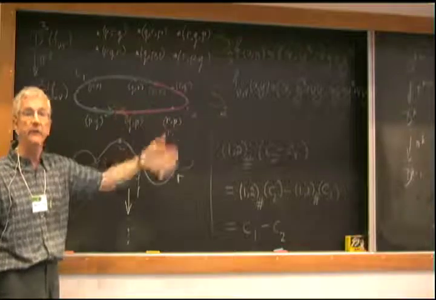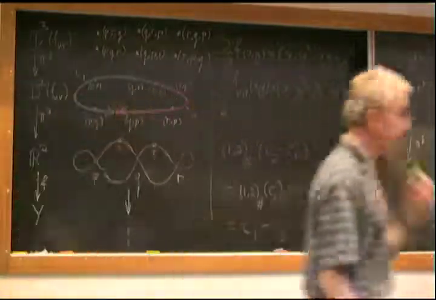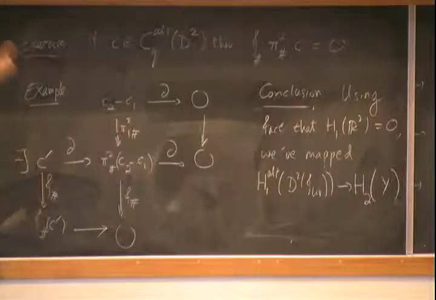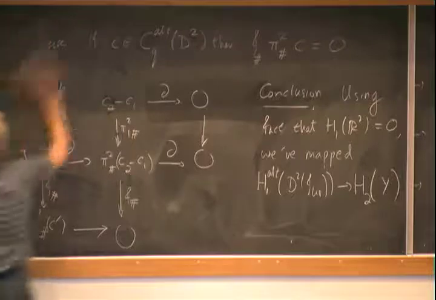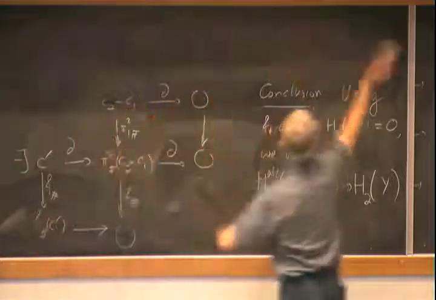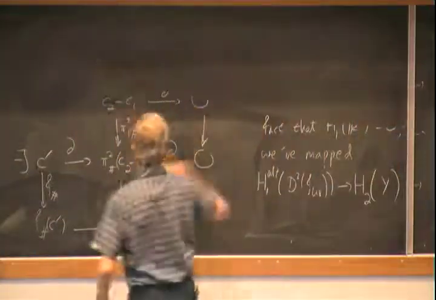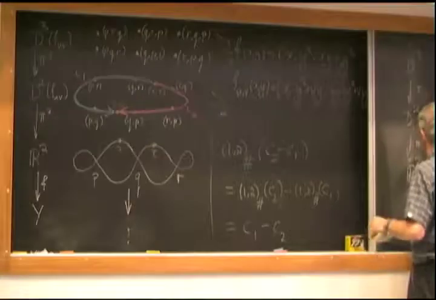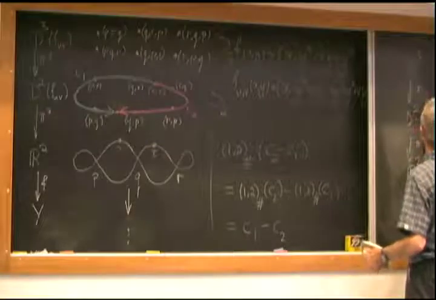So we need another cycle. So let's find the other cycle also, and we do it by almost exactly the same idea, but it takes a little bit longer. So now we go to D3. So pi 2, pi 3.